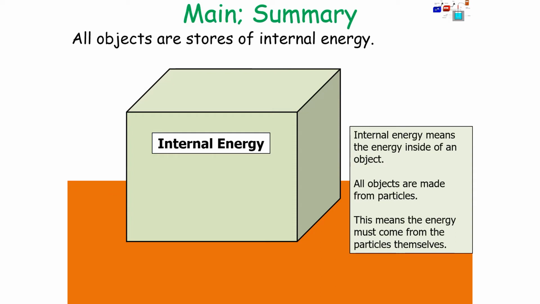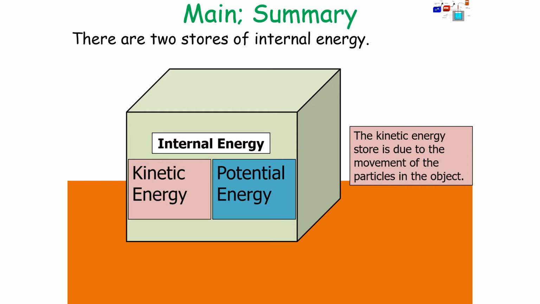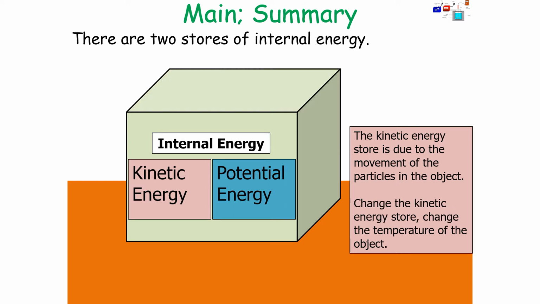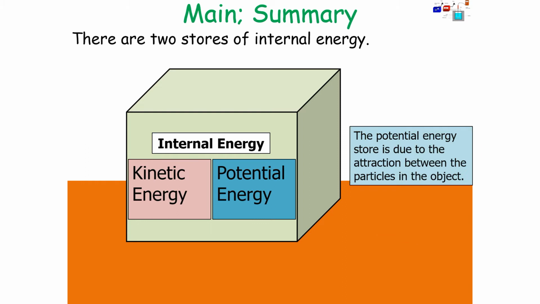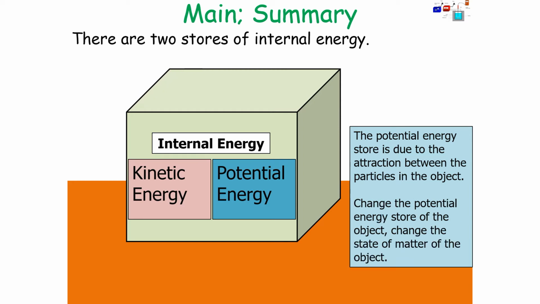Now all stores are stores of internal energy. Internal energy means the energy inside of an object. Because all objects are made from particles, this means the energy must come from the particles themselves. There are two stores of internal energy: the kinetic energy store and the potential energy store. The kinetic energy store is due to the movement of the particles in the object. This is represented by the temperature of the object. When you change the kinetic energy store, you'll change the temperature of the object. The potential energy store is due to the attraction between the particles in the object. This is represented by the state of matter of the object. Change the potential energy store of an object, change the state of matter of the object.